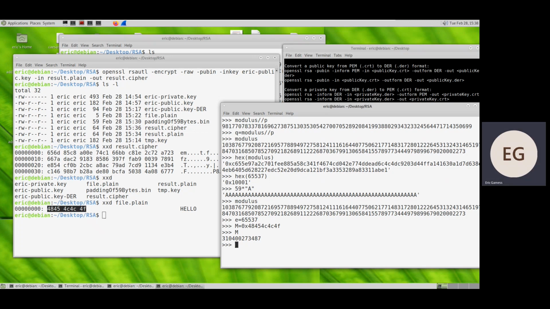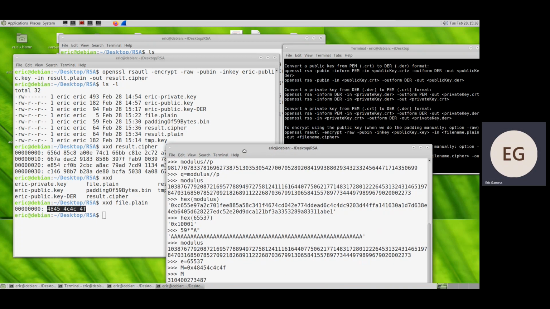How do I encrypt hello? Who can tell me what I should write here to encrypt hello? This is in the slides and we have been talking about it. We did some exercise also. We have to do what? M to the power of the public exponent, modulus, isn't it?